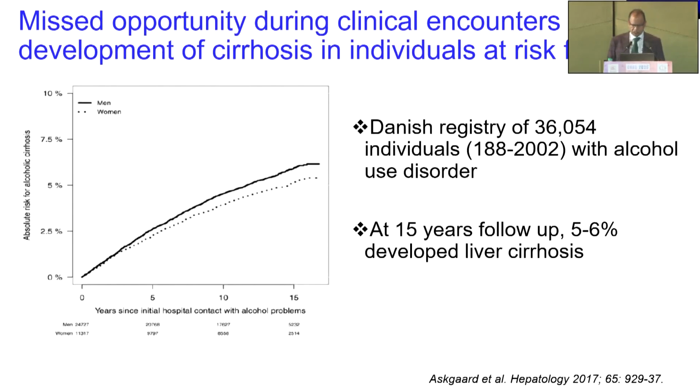And this is a nice study, again from Denmark, a Danish registry, showing you a 15-year retrospective follow-up on these 36,000-odd patients who were followed for about 20 years or so, 1988 to 2002. And 6% of those developed cirrhosis after 15 years. But the majority of them had some kind of healthcare encounter in the preceding 15 years where there was an opportunity to identify high-risk alcohol use, screen for liver disease, and maybe prevent cirrhosis down the line.